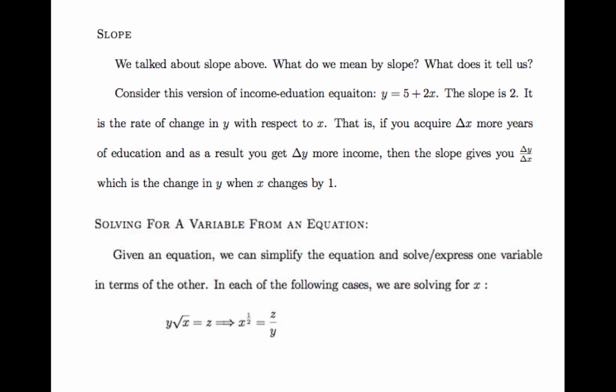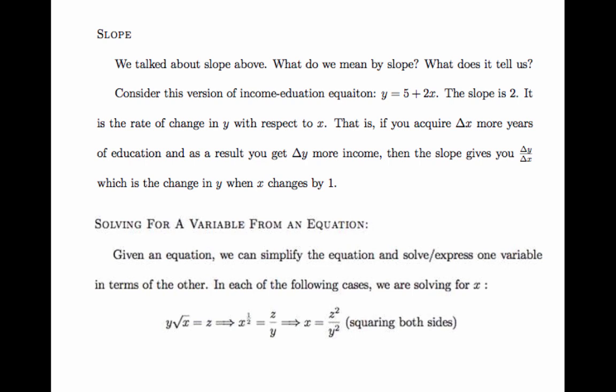Now going from here to the next step, we can take squares on both sides. So that will get rid of the exponent of 1/2 from x, and we'll have simply x on the left hand side. And on the right hand side, by squaring, we'll have z squared over y squared. So this completes our solution value for x.